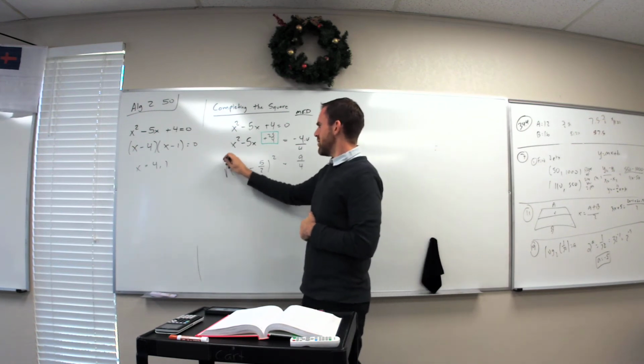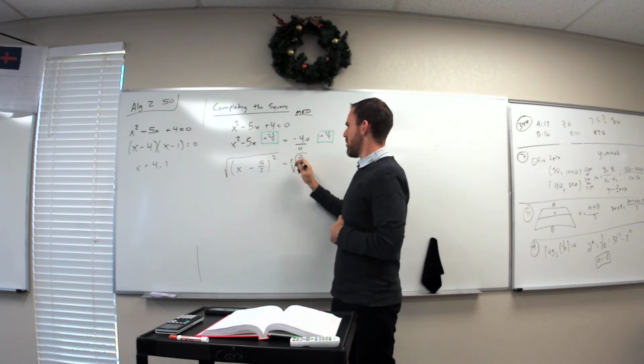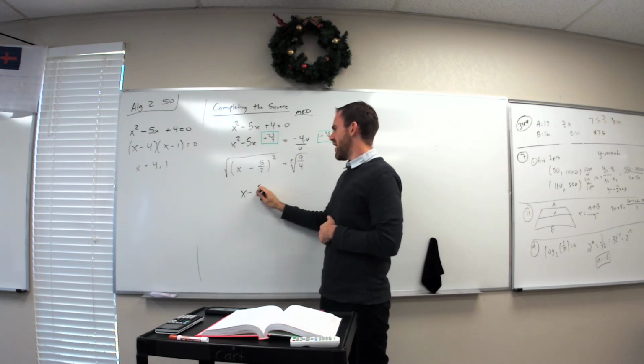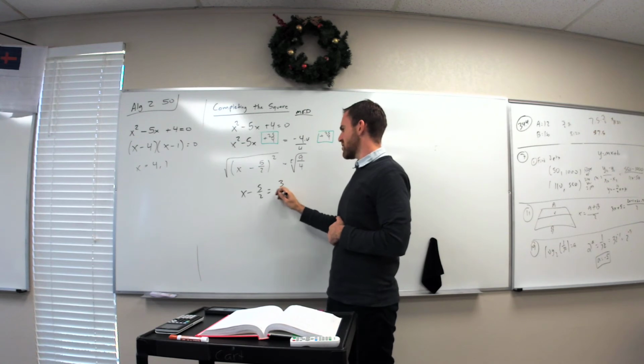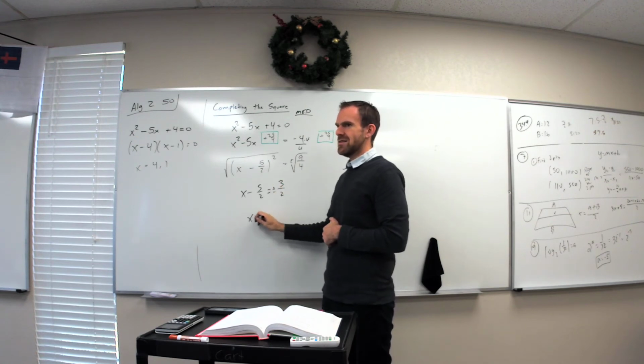Now, take the square root. So you get x minus 5 halves equals 3 halves, plus or minus, and x equals 4 and 1.